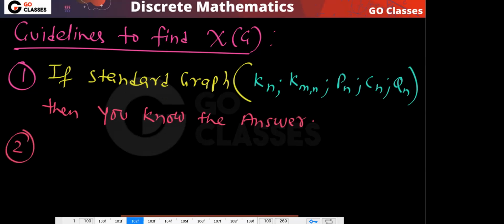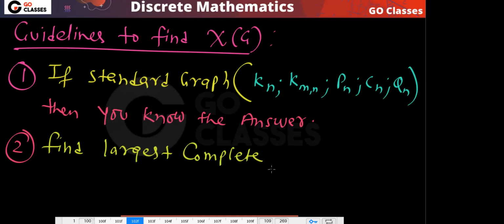Okay. Then second, what is the second? Basically, find the clique number. Find the largest complete subgraph, and start from there. Start coloring from there.